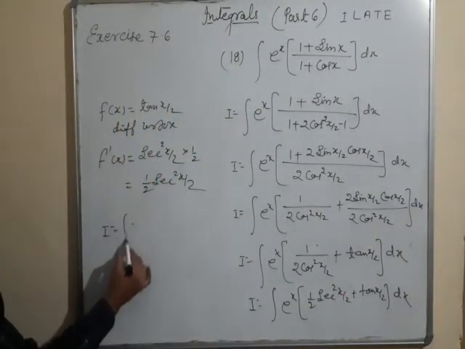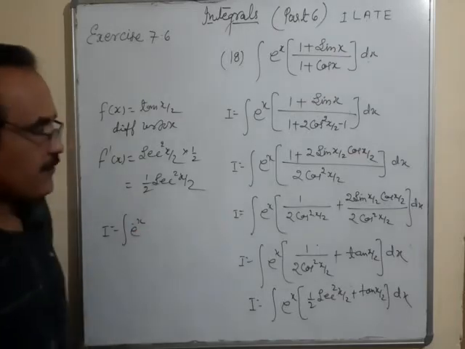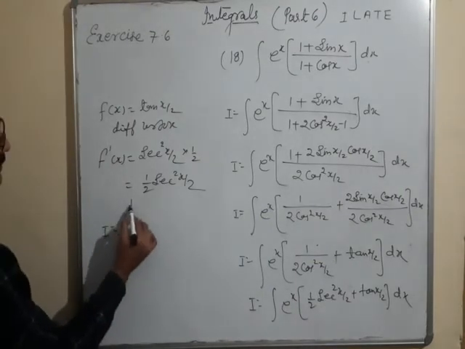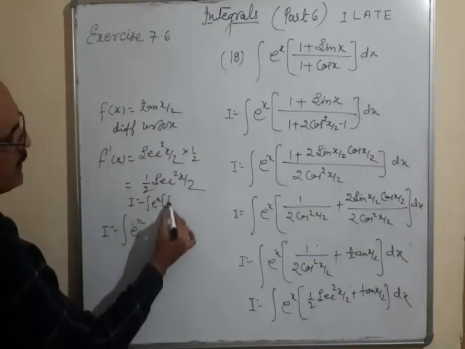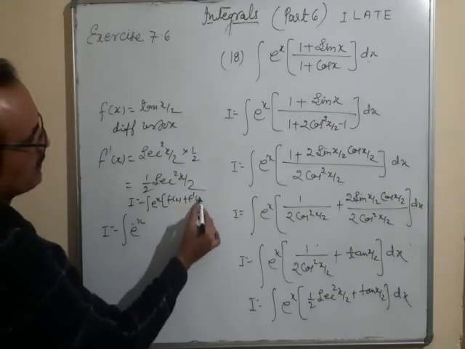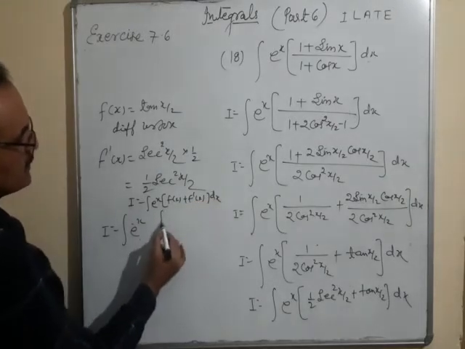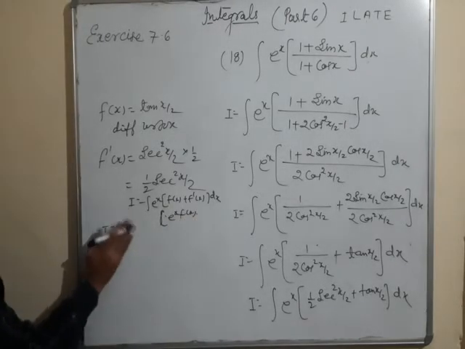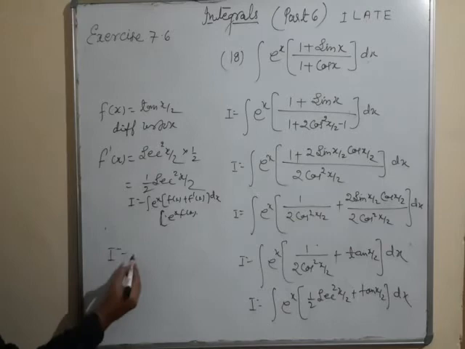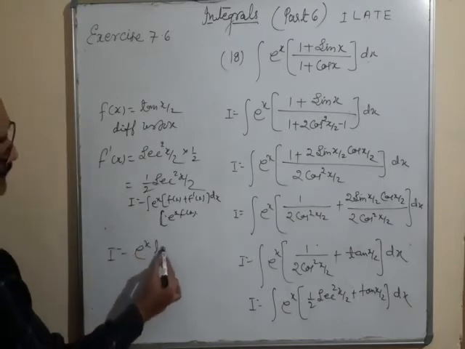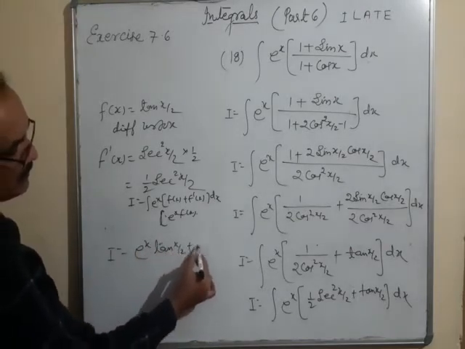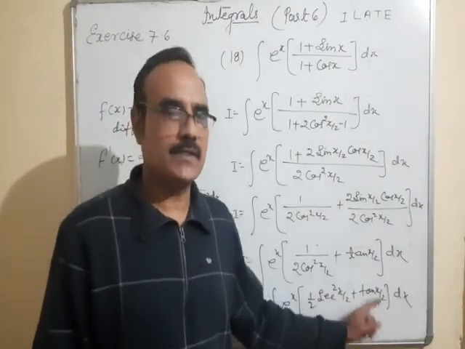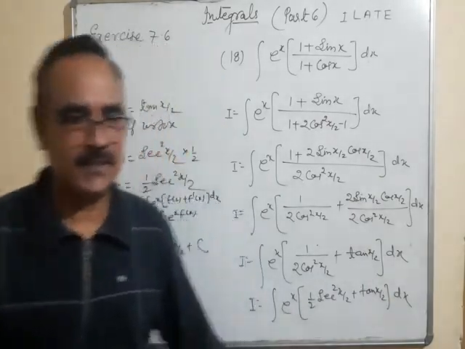I is equal to e to the power x. f of x is this. And what does the rule say? I is equal to the integral of e to the power x, f of x plus f dash x, dx. Then the result is e to the power x, f of x. So here the result is I is equal to e to the power x tan x by 2 plus c, because its differentiation is this term. So f of x is this, e to the power x, f of x plus c.